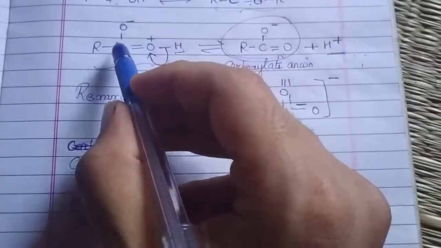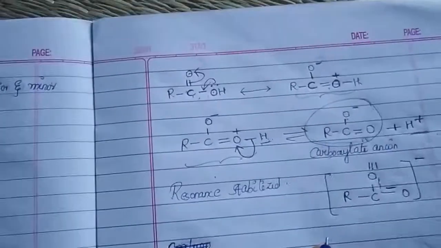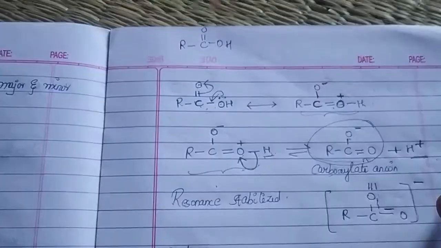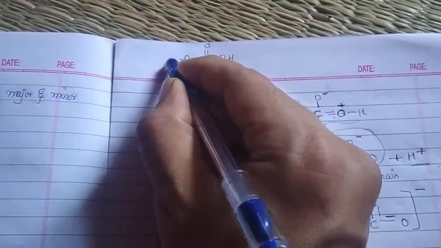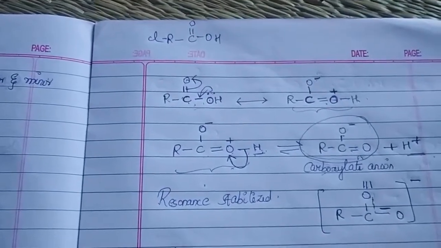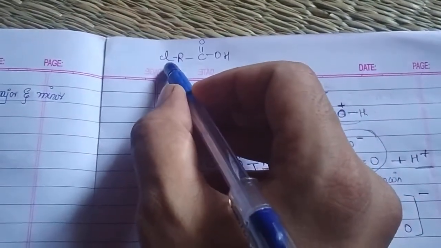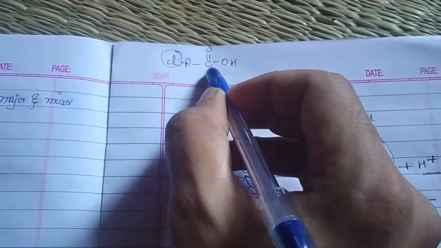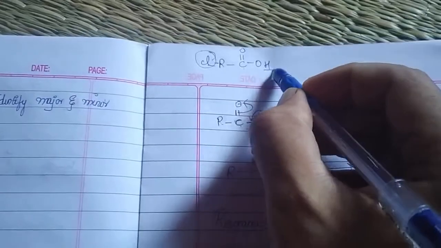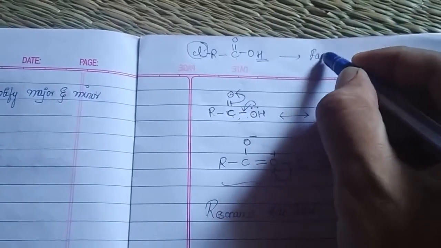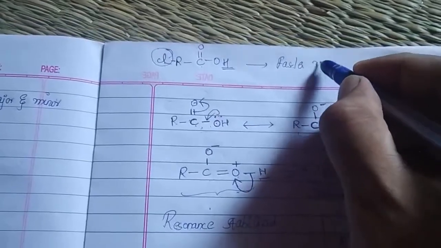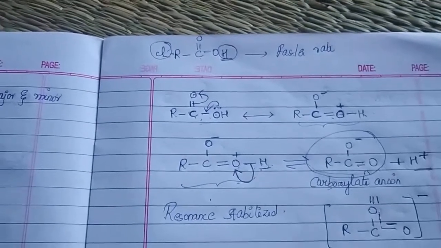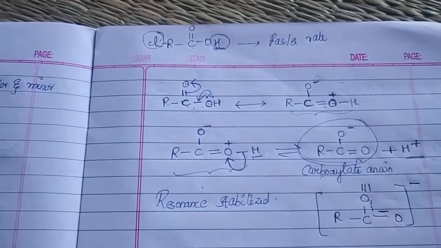Now consider if an electron withdrawing group is present. R, C double bond O and an OH group was there, and let us say a Cl group is present, an electron withdrawing group. So what will it try to do? Because of its electron withdrawing tendency, it will make the carboxylic group release the proton at a faster rate. So once the proton has been kicked off easily, what happens to the acidic strength? Of course, it increases.